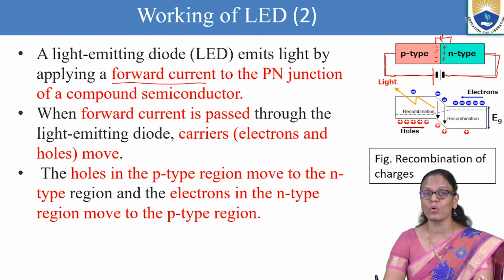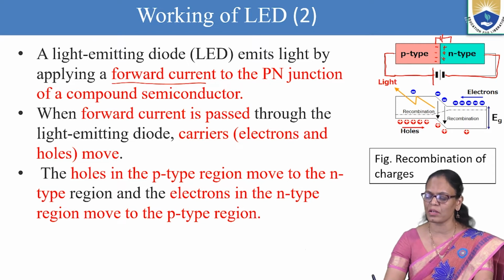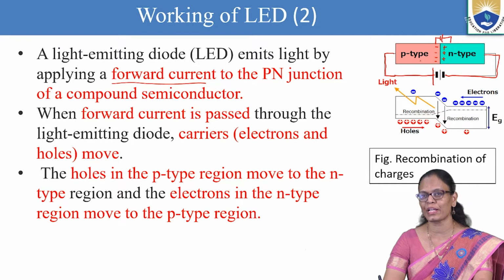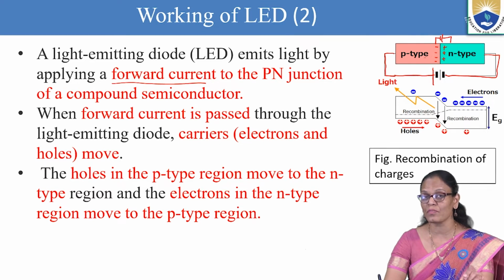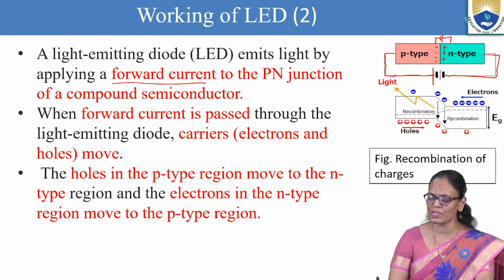So in order to overcome this potential barrier, we do the biasing. In forward biasing, the holes in the P-type region will move onto the N side. Otherwise, without the bias, because of the barrier, the movement of electrons and holes from the N side and the P side is stopped. So because of the forward current, what is happening now? The holes will move.